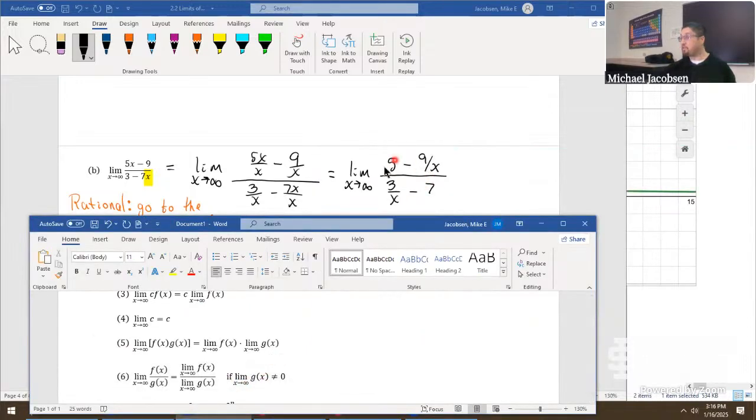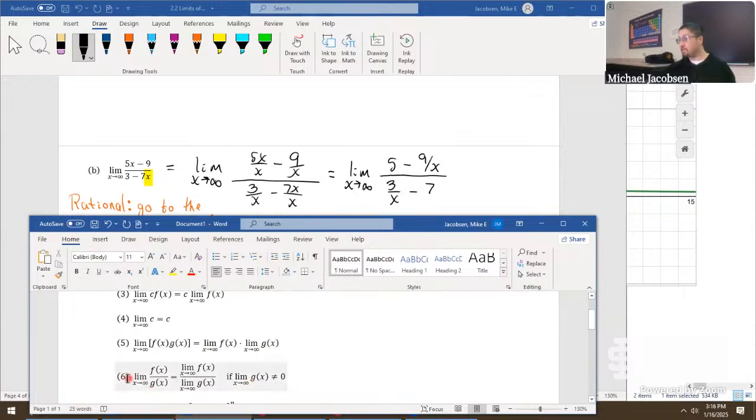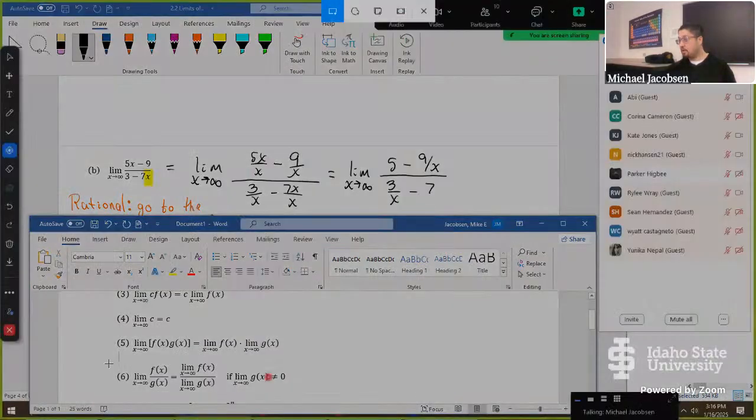We need to use a bunch of limit laws to run through this whole thing. The first thing we're going to do is this limit law right here. Because we have a fraction, we can take the limit of the numerator and the limit of the denominator all at once. So we'll apply limit law 6 to start.